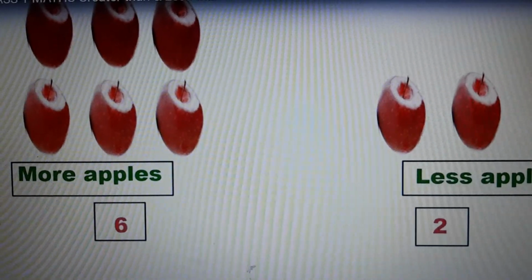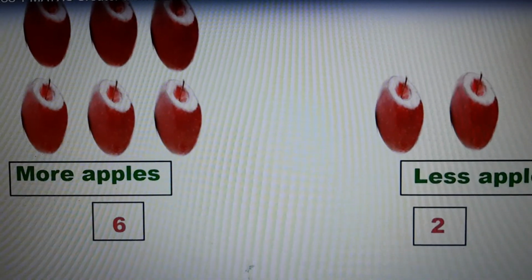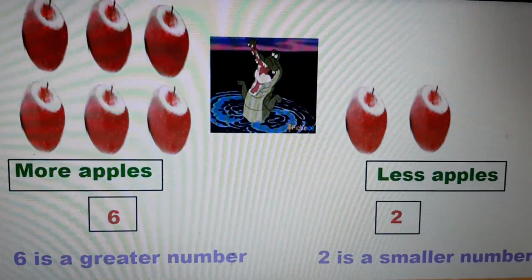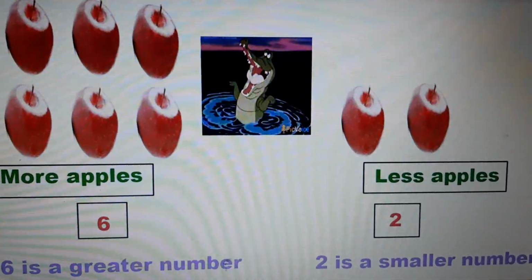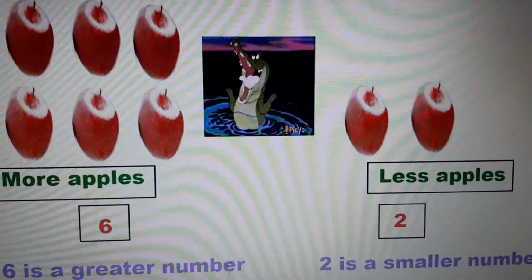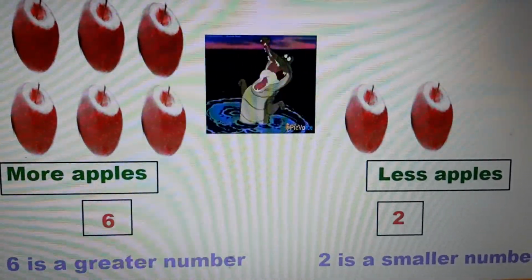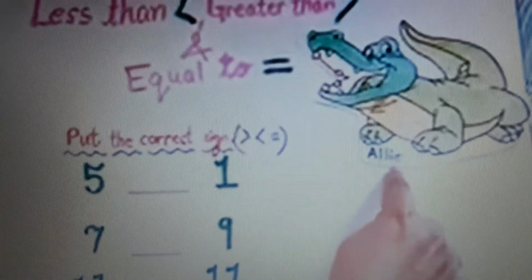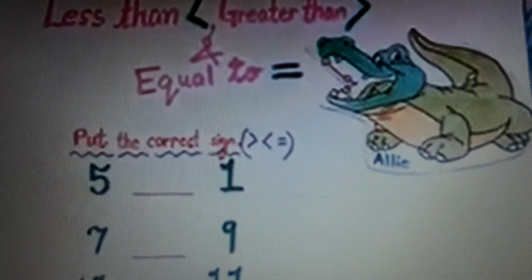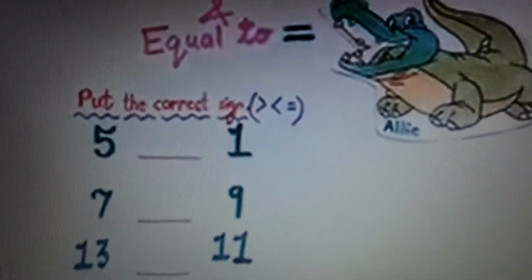And now what will happen? Croco will come and Croco is going to eat 6 or 2. See, Croco has come and Croco is going to eat 6 apples because he wants more, and he always eats the big number. Always remember that the crocodile's mouth will be open towards the big number. Now let's understand with these examples.